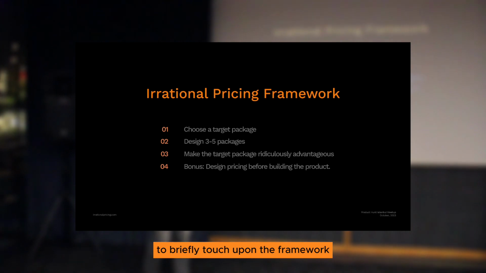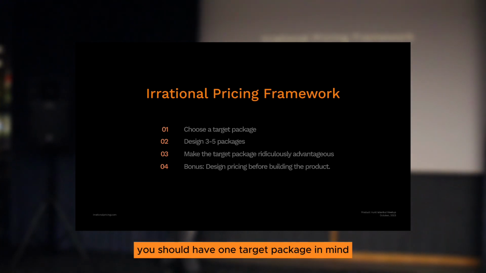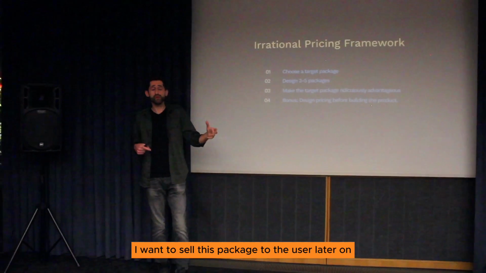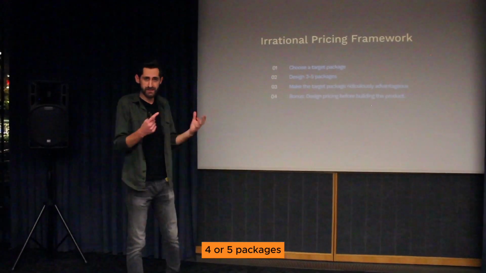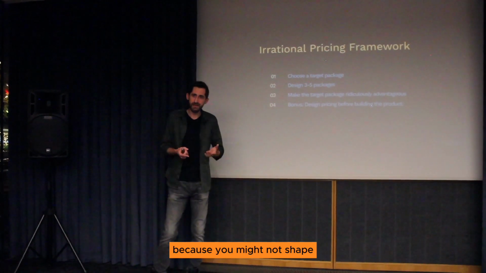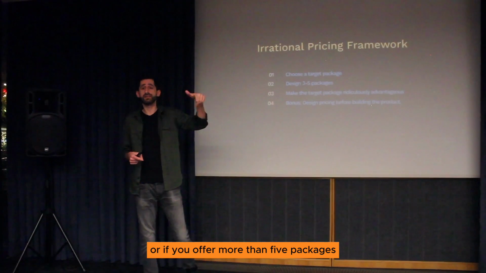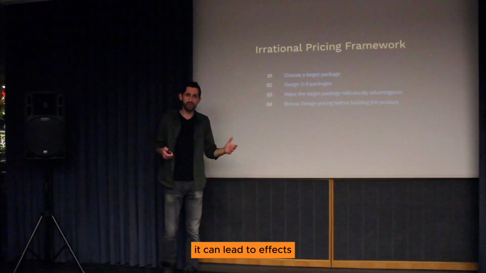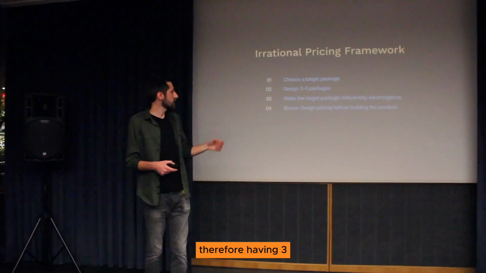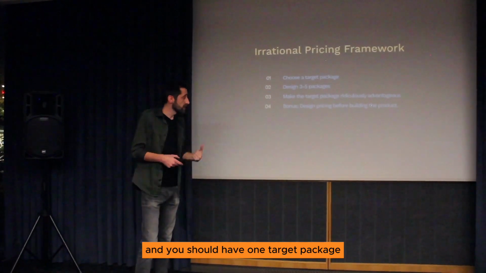To briefly touch upon the framework, first, choose one package. You should have one target package in mind. I want to sell this package to the user. Later on, you should have 3, 4, or 5 packages. Having just 1 or 2 packages is not very ideal, because you might not shape the pricing packages well enough. Or if you offer more than 5 packages, it can lead to effects like the paradox of choice, making decision-making more difficult. Therefore, having 3, 4, or 5 packages is ideal, and you should have one target package.